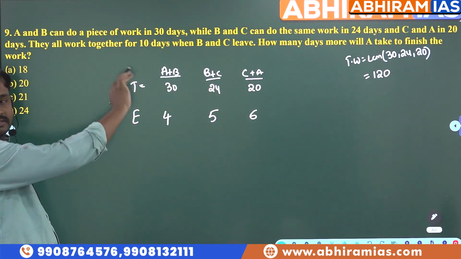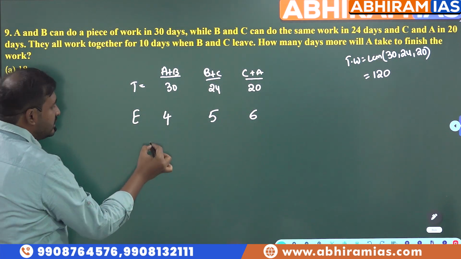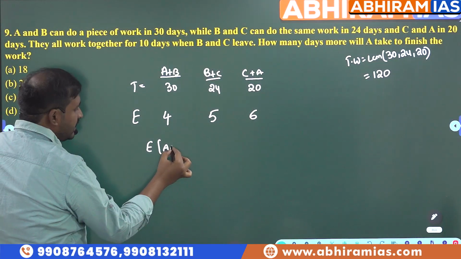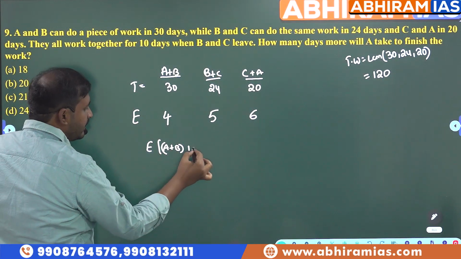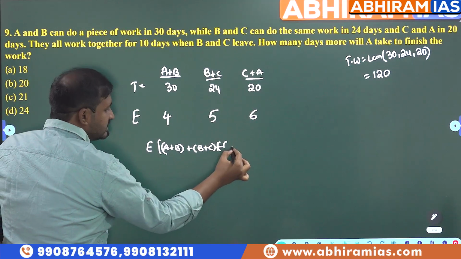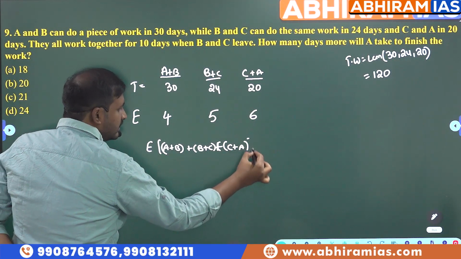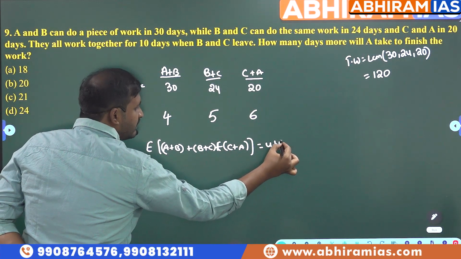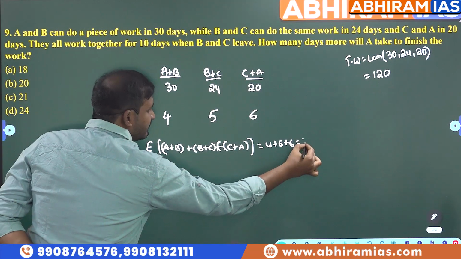Now I will add all these efficiencies. That means efficiency of A plus B plus B plus C plus C plus A. That is equal to 4 plus 5 plus 6, which in turn becomes 15.